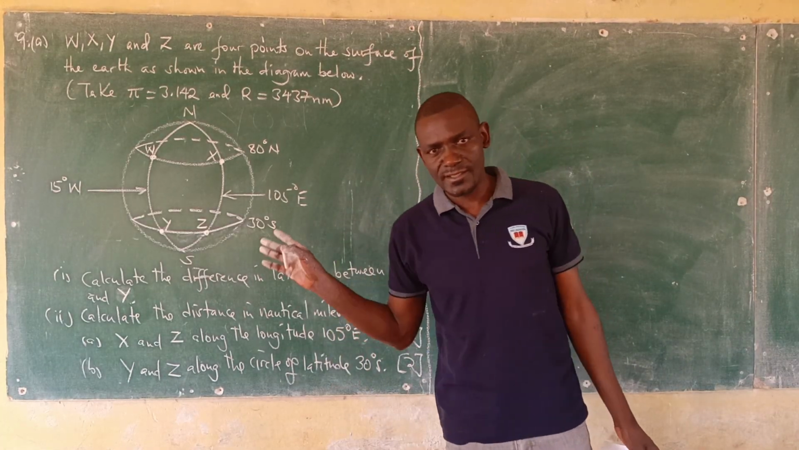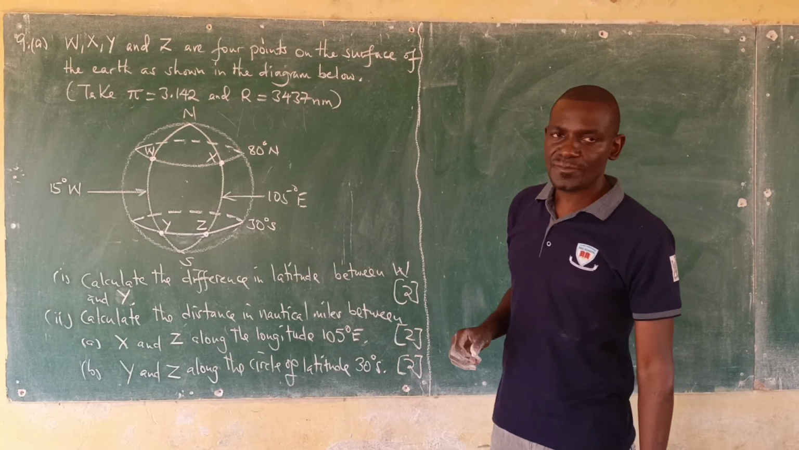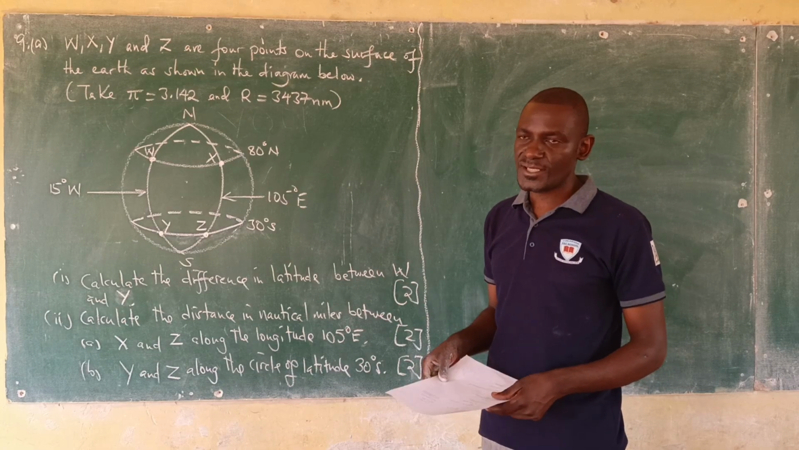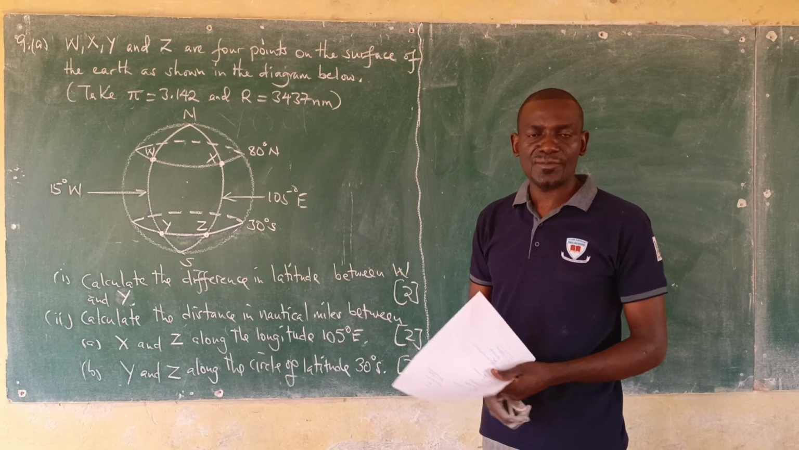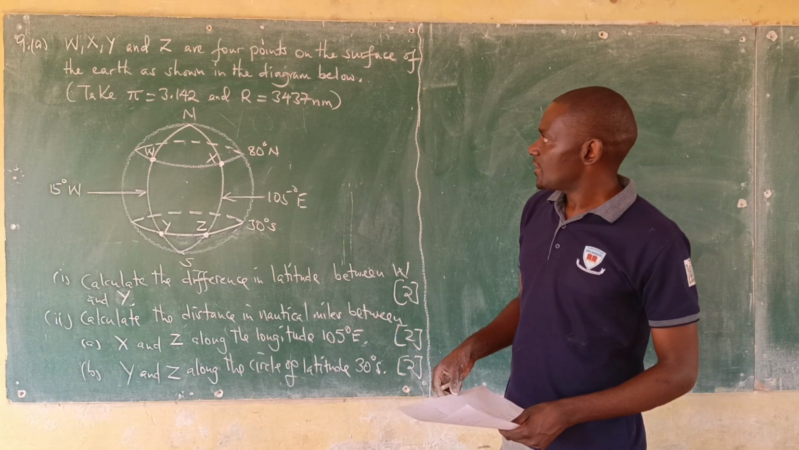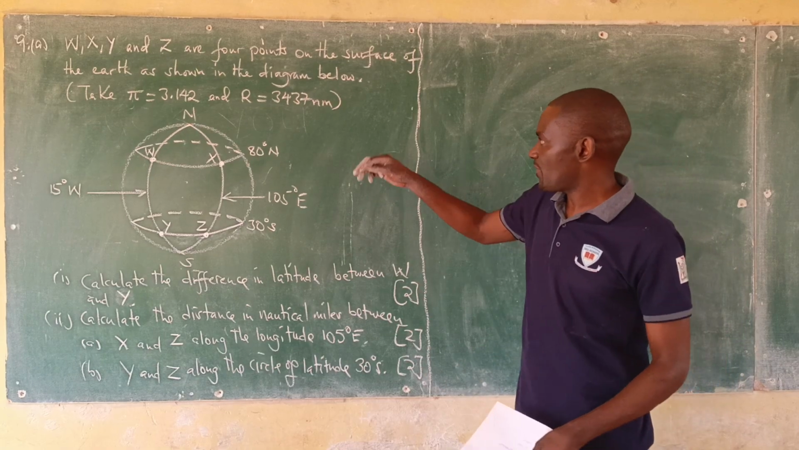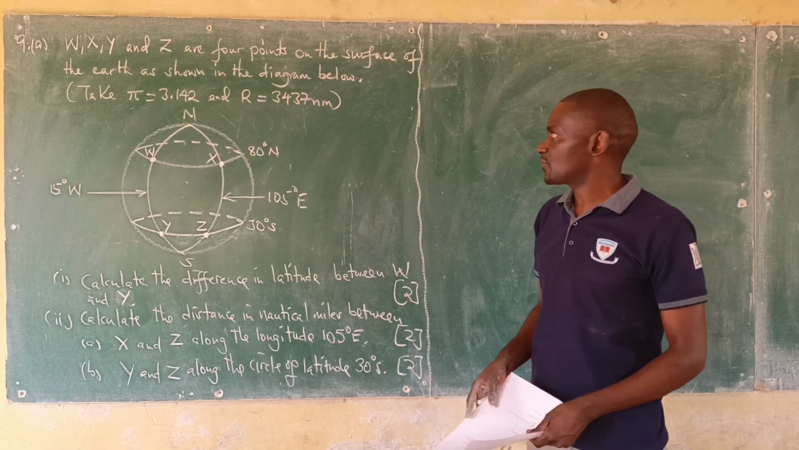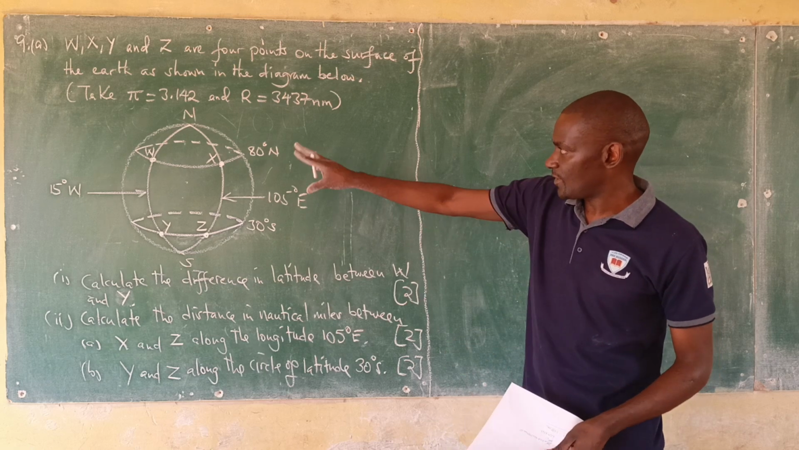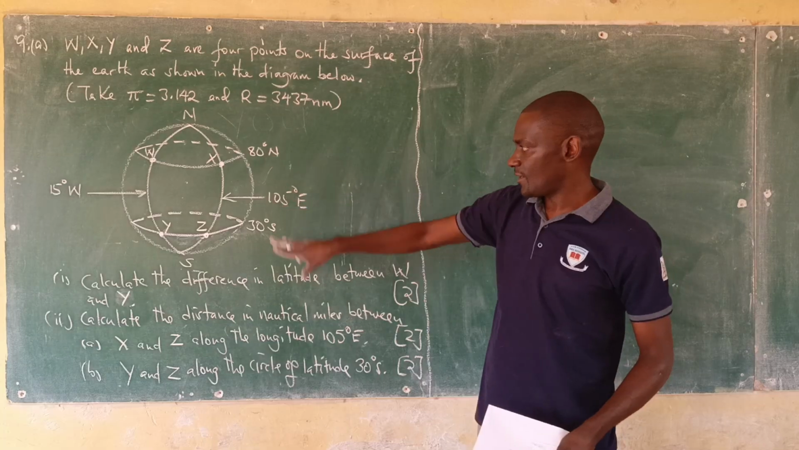Today we'll look at this question coming from the 2017 school certificate exam paper. It was question 9, that is paper 2, question 9A. It's on earth geometry. It says W, X, Y, and Z are 4 points on the surface of the earth as shown in the diagram below. Take pi as 3.142 and R as 3437. So these are the points we have: W, X, Y, Z, and other details.